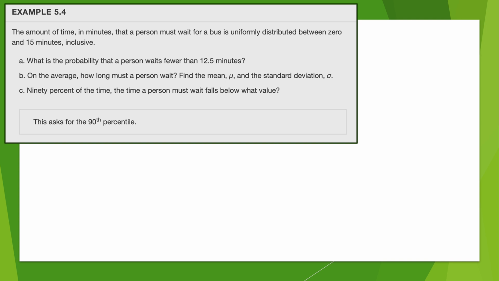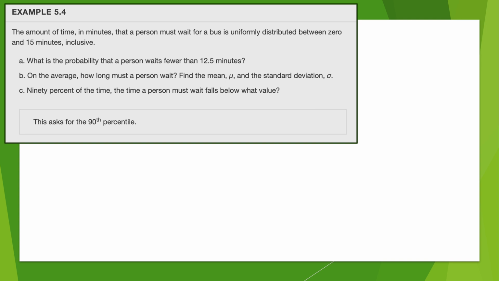about what we've gotten out of today's lesson. 3 things to do. What's the probability that a person waits fewer than 12.5 minutes? I'm saying to myself, I better do a rectangle. Next, on the average, how long must a person wait? The average is mu. And remember, we have a formula for that. It's a plus b divided by 2. And the standard deviation, which is the square root of b minus a, parentheses squared, over 12.